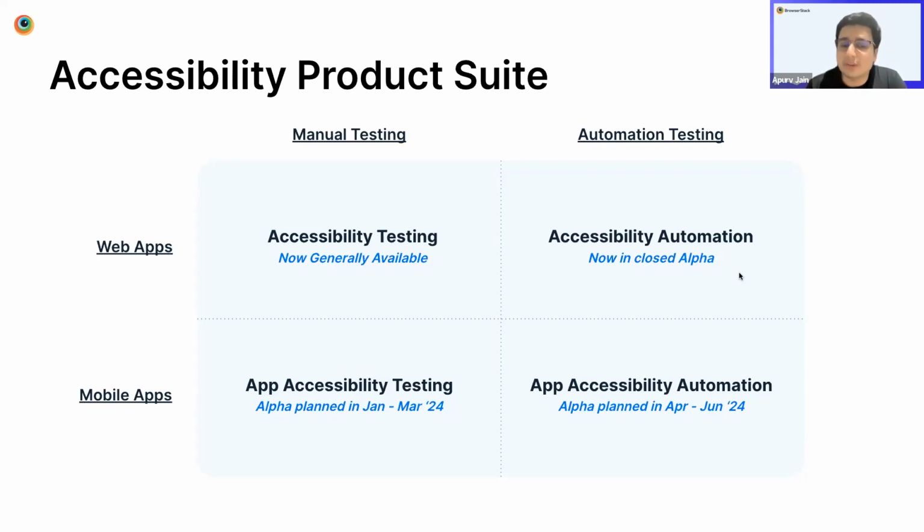On the top right quadrant is a product which seems to be highly anticipated by folks. It's called accessibility automation. It's currently in closed alpha, and we have support for TestNG and Mocha. Apart from this, we also plan to add support for a variety of different frameworks in the automation product: Cypress, Playwright, WebDriver IO, Nightwatch. A variety of frameworks are coming up in the beta release.